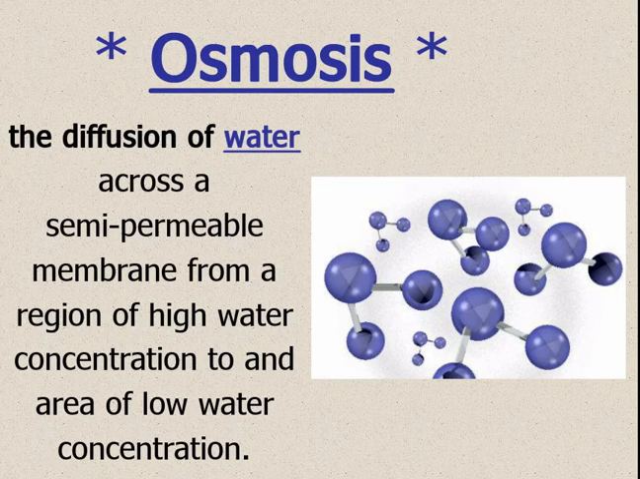Now, the silly thing is, when we're talking about the diffusion of water across a membrane or across a cell membrane, it has a special name. It's called osmosis. So if sugar diffuses across the cell membrane, we just call that diffusion. But if water diffuses across the cell membrane, we have to call that osmosis. So it's just diffusion across a semi-permeable membrane from an area of high concentration to an area of low concentration.